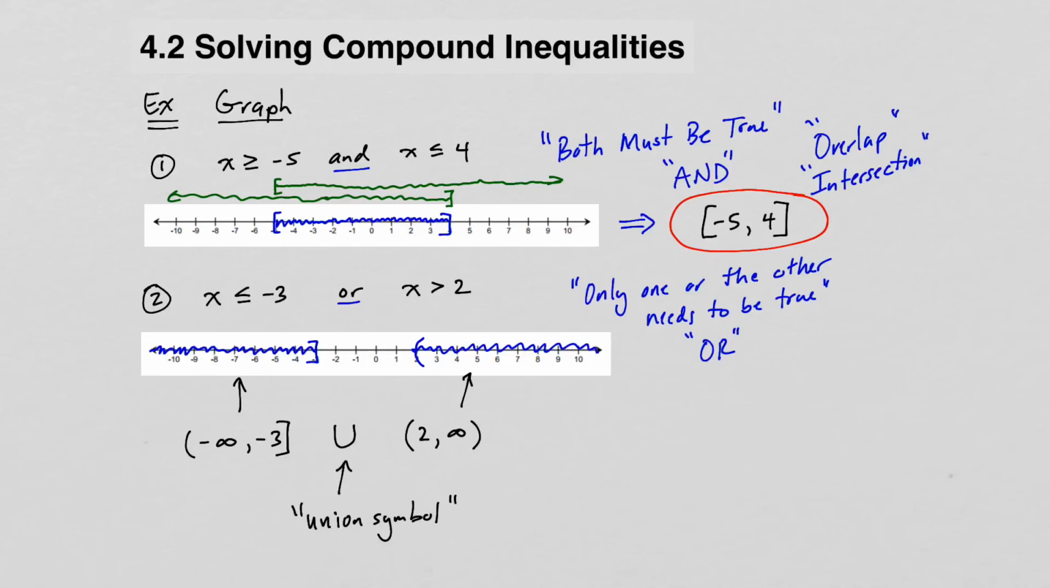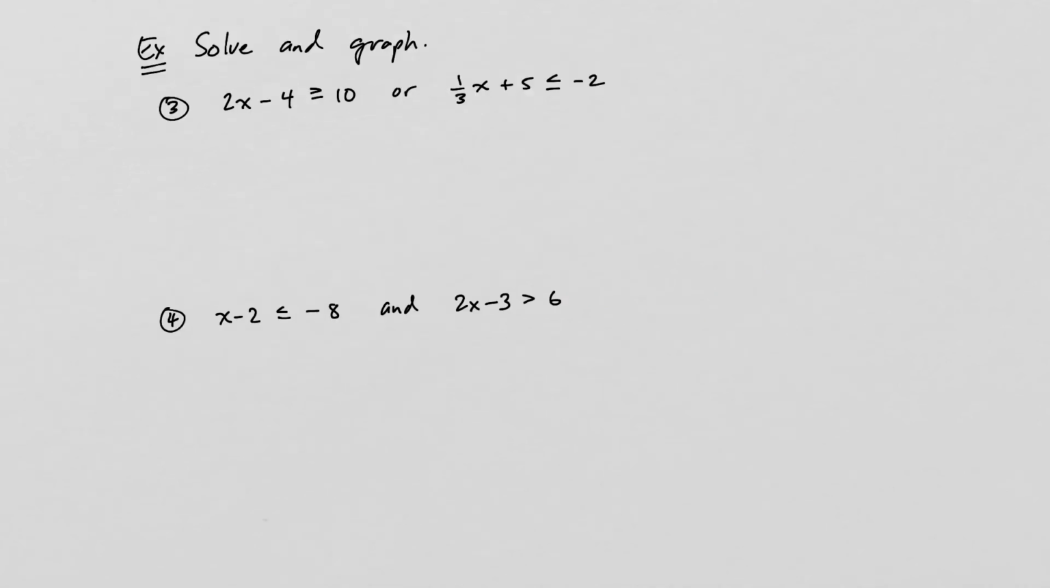Okay, let's try some other problems. So here we have a couple of additional examples of solving and graphing, and they use the conjunction word or here and here. Now, to solve these, it seems that we have to do a little bit of work first. Notice that we don't know what x needs to be here. We have to figure that out. And we have to do the same thing here. So in other words, we have to solve these inequalities independently.